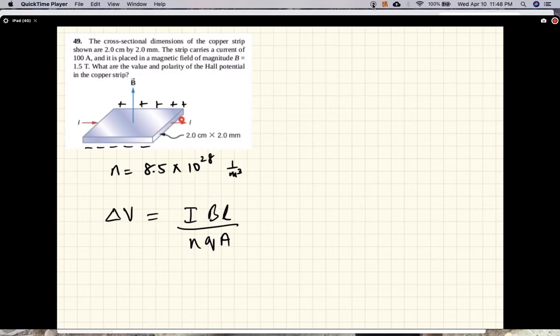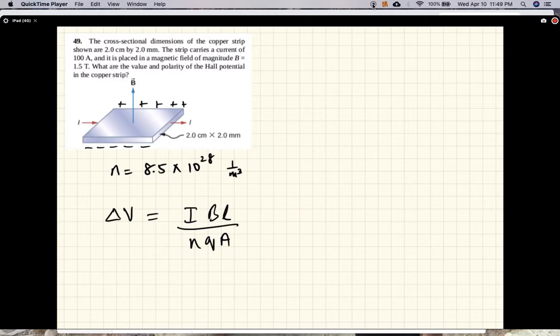So the current is in this direction. In copper, it's electrons that carry the current, so electrons are moving in that direction. And for an electron moving in this direction, V cross B would be in that direction, but since the electron is a negative charge, it feels a force in this direction. So all the electrons collect here, and that end becomes positively charged, so you have a Hall voltage in this direction. And that is what this is.